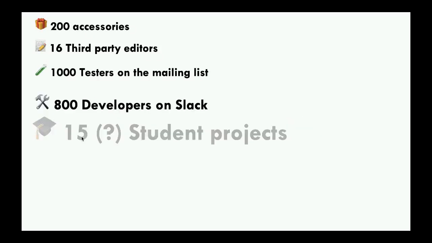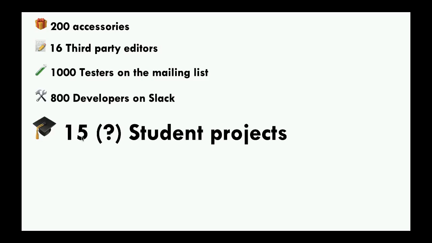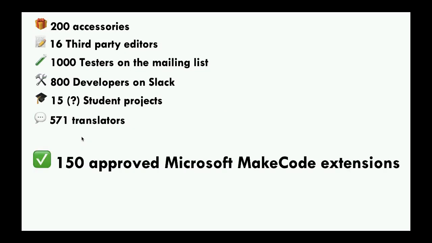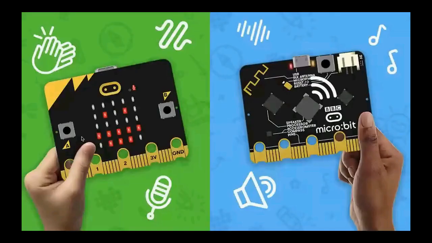800 people in our Slack community, about 15 different student projects that have happened at universities around the world. I think it's actually a lot more than that, but we don't know all of the projects that go on. 571 people helping translate the Microbit activities around the world, and 150 approved Microsoft MakeCode extensions. So those are extensions, sort of software libraries for the block-based editor.